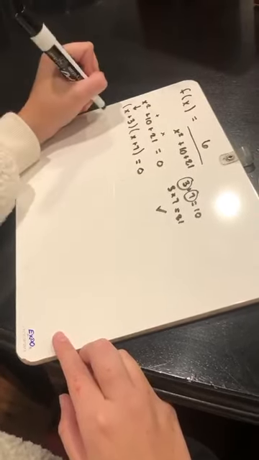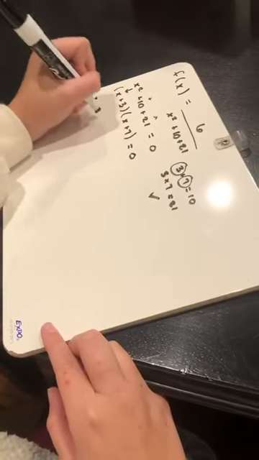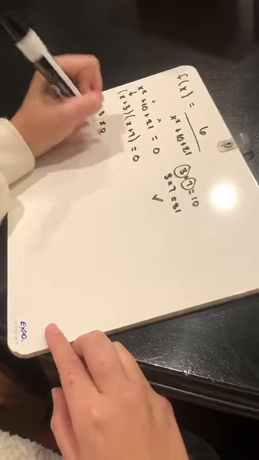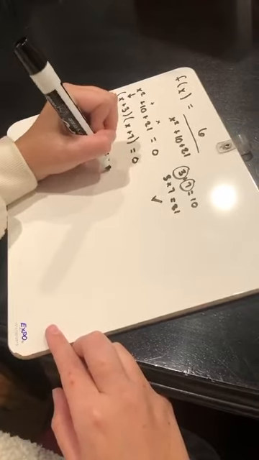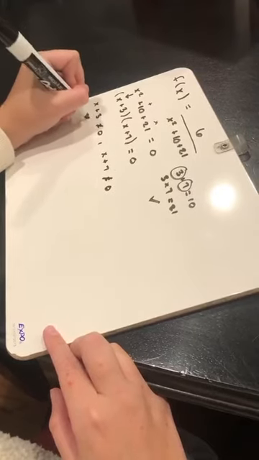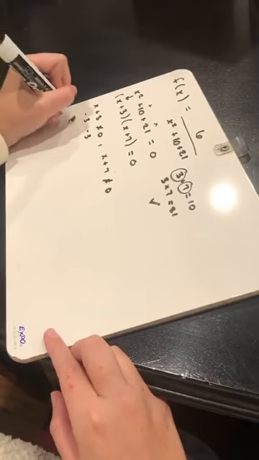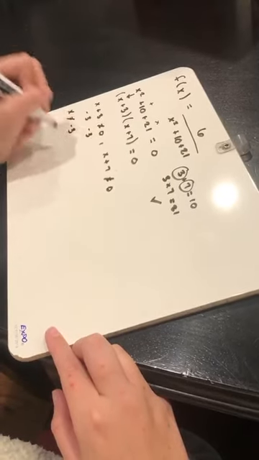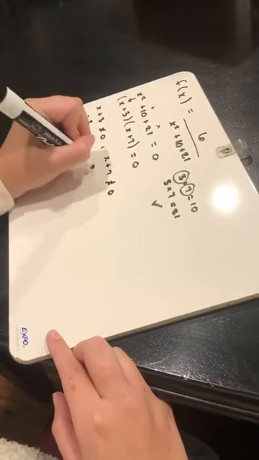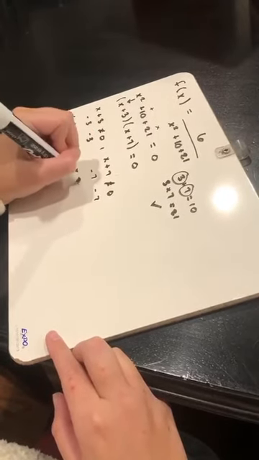So now we're going to split those up and we're going to make them unequal to 0. So x plus 3 is not equal to 0. And x plus 7 is not equal to 0. We're going to subtract 3 from each side, and we're left with x is not equal to negative 3. Same thing over here. We're going to subtract 7 from each side, and we're left with x is not equal to negative 7.